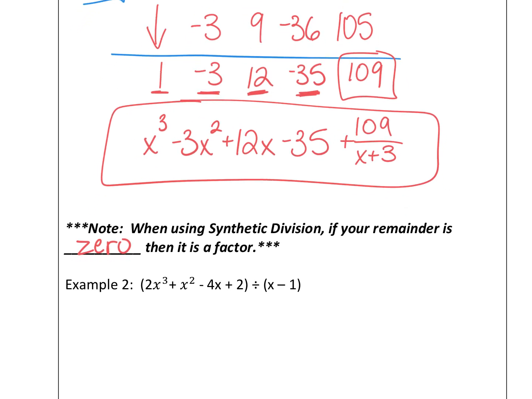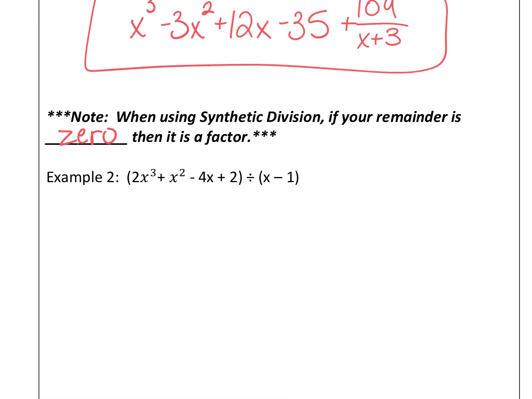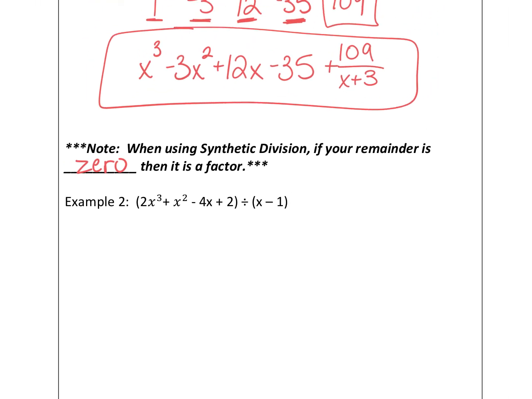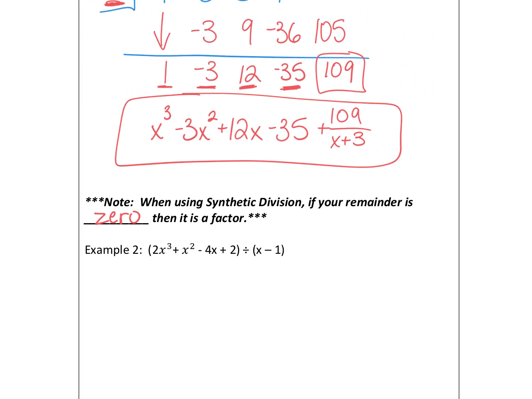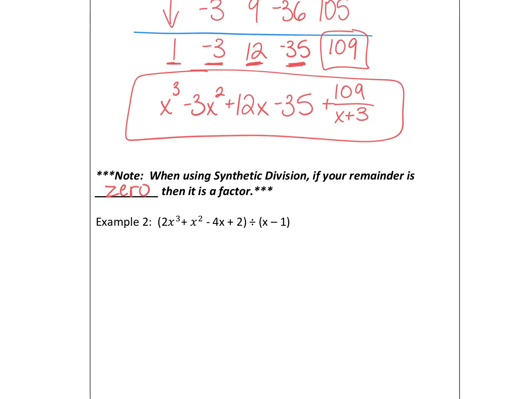Okay, example 2. Set it up and do this one. Okay, use that example that we just did. I don't want to see anybody sitting still. It's going to make me mad today. All right, here we go.